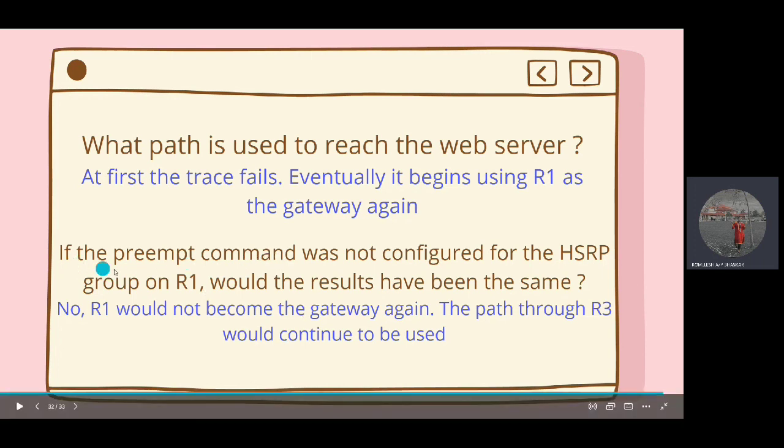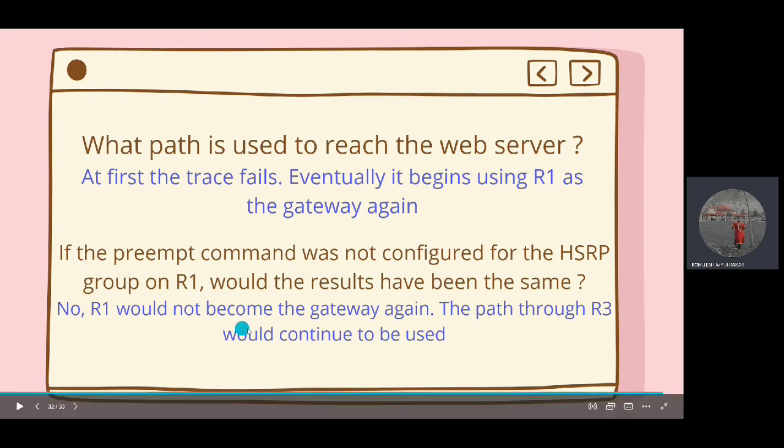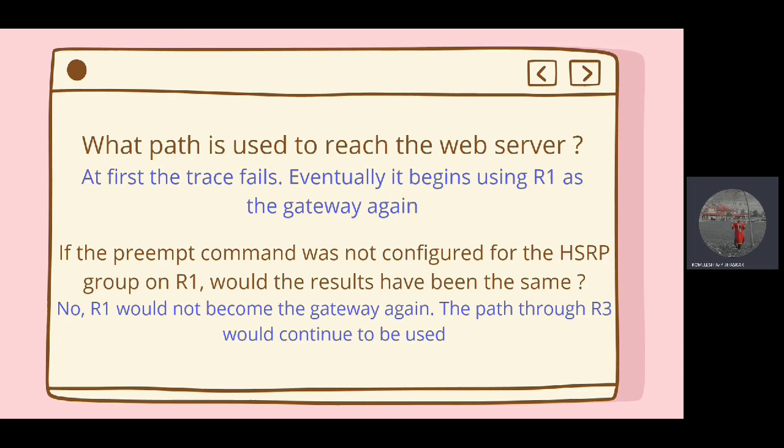The next question, if the preempt command was not configured for the HSRP group on R1, would the results have been the same? No, R1 would not become the gateway again because the path through R3 would continue to be used.